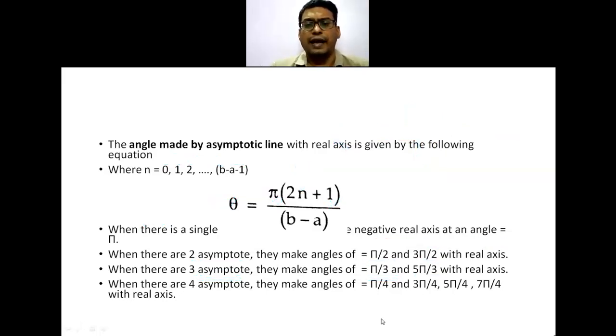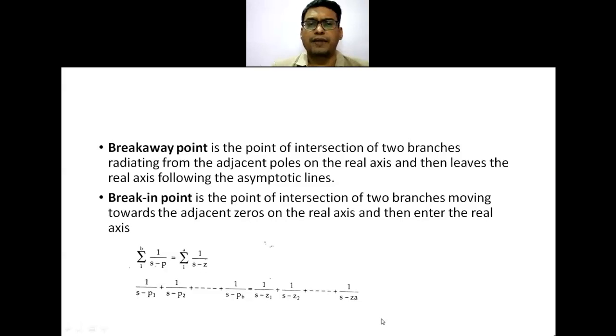So this is the angle made with the asymptotes. Then you require a breakaway point and/or the break-in point. The breakaway point is the point of intersection of two branches radiating from the adjacent poles on the real axis, and then leaving the real axis following the asymptotic lines. That is, the point of intersection where two branches or two loci intersect and radiate from the adjacent poles on the real axis and then leave the real axis following the asymptotic lines.